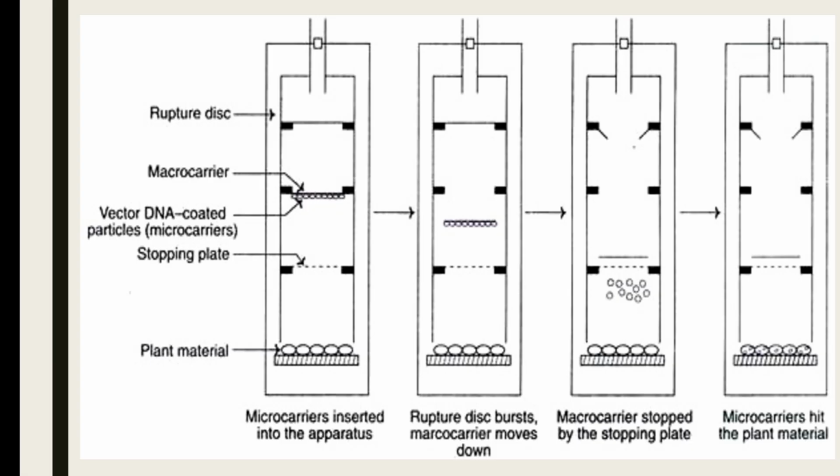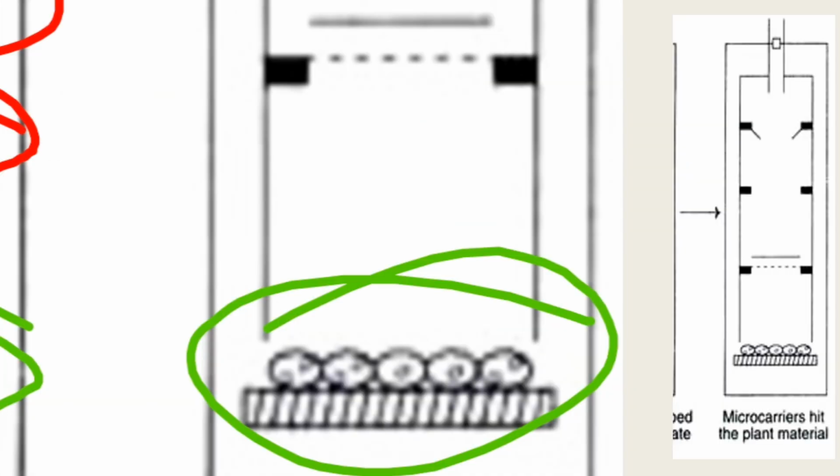These macrocarriers are inserted into the apparatus and pushed downward by rupturing the disc. When it pushes downward, the stopping plate does not permit the movement of the macrocarrier, while the microcarriers, with DNA, are propelled at a high speed into the plant material placed below it. Here the DNA segments are released, which enter the plant cells and integrate with the genome.